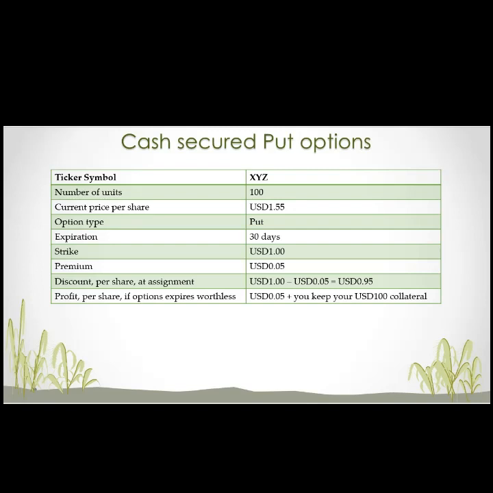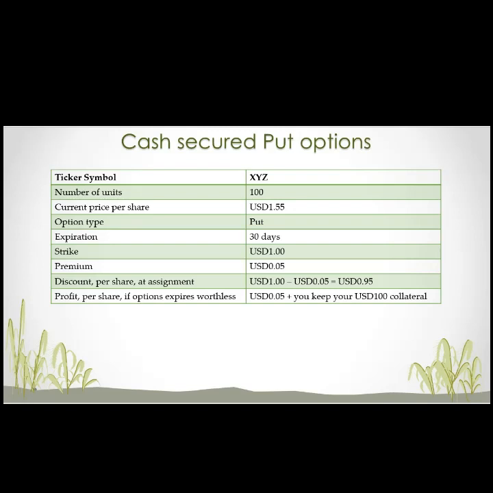What could happen? Scenario number one is that the price of XYZ drops below the $1 mark. You need to pay $100 for 100 units of the shares. However, your actual cost, if we don't factor fees, is the $1 per share that you're paying minus the 5 cents per share that you received as premium for selling the put, which translates to 95 cents per share.